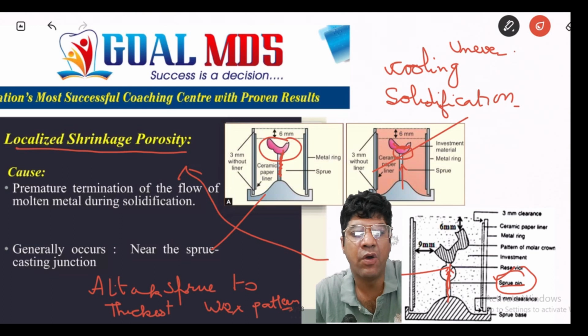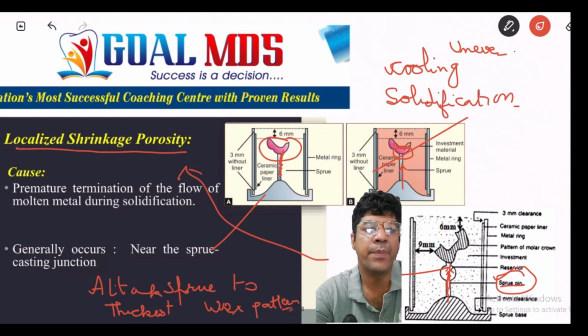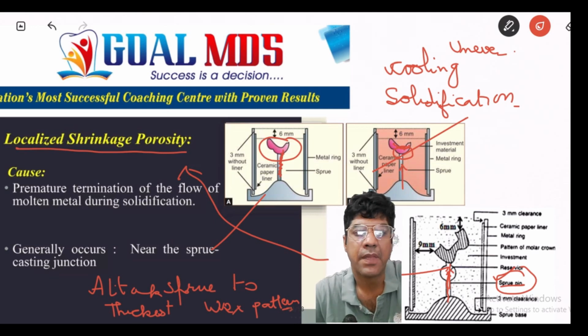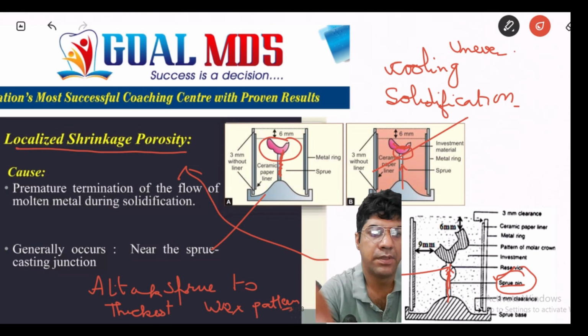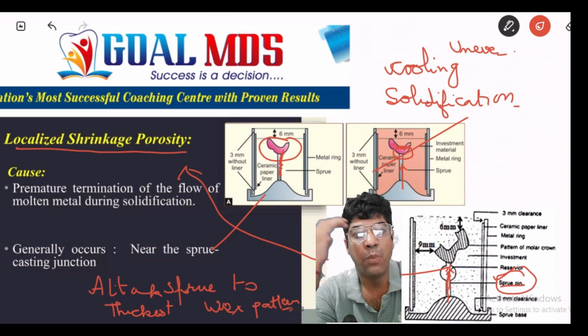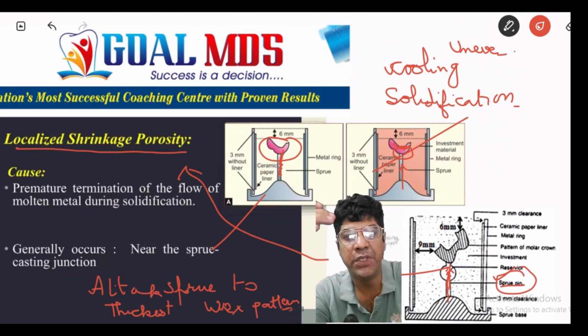To reduce the risk of localized shrinkage porosity, it is advised to attach the sprue to the thickest portion of the wax pattern. The thickest portion of the pattern has the greatest volume, and one can benefit from additional molten metal supplied by the sprue during solidification. As the molten metal cools and solidifies, it contracts or shrinks in volume. So by attaching the sprue to the thickest portion, you ensure there is an ample amount of metal available to compensate for this volume contraction.